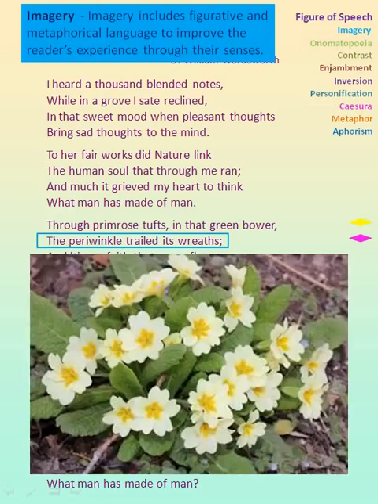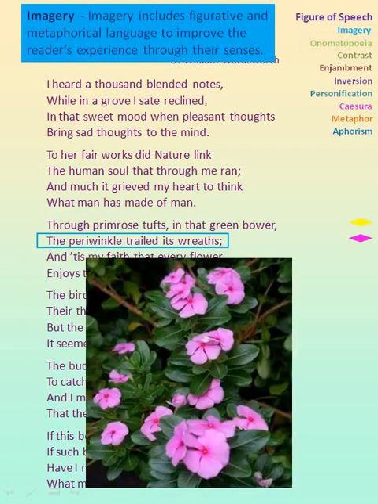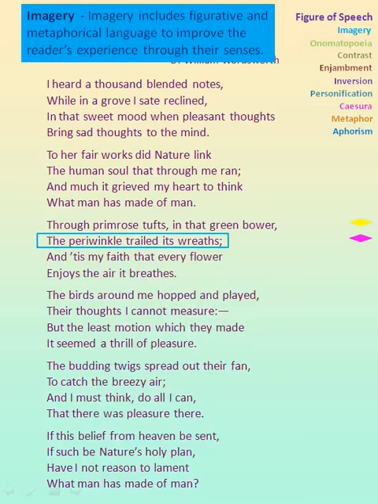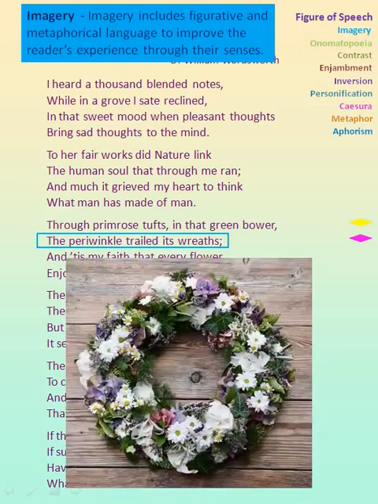If you read along with the previous line, through primrose tufts in that green bower, the periwinkle trailed its wreath. So the periwinkle plant actually moves through the primrose tufts, the yellow flowers that are shown here now. And this is the periwinkle plant which moves through the primrose tuft and forms a wreath. This is just for your understanding, I have brought in the pictures. So when you read these 2 lines, you visualize these images. Hence the figure of speech here is imagery.